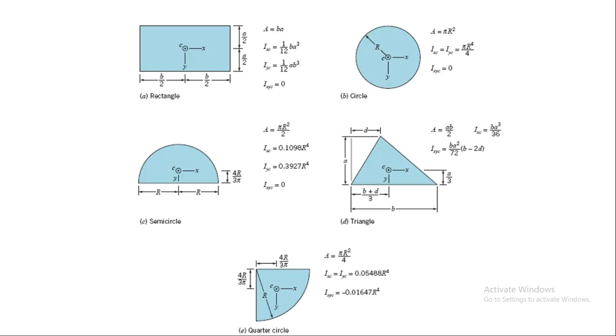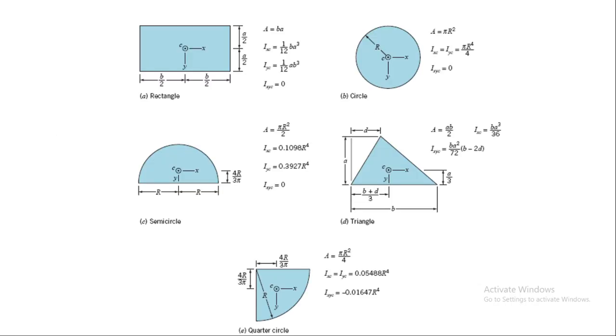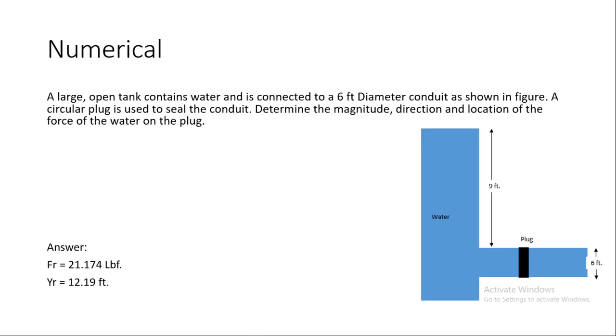These are different plane surfaces. Either they are circular in cross section, rectangular in cross section, or any other type of cross section, but we can determine their values in that manner. Once you have calculated the IXC values, and you know the specific weight, YC values and the area, you can easily determine the resultant force and where the resultant force is applied.